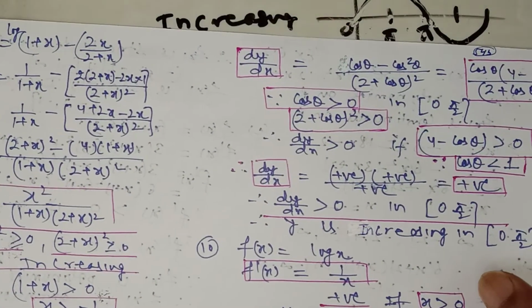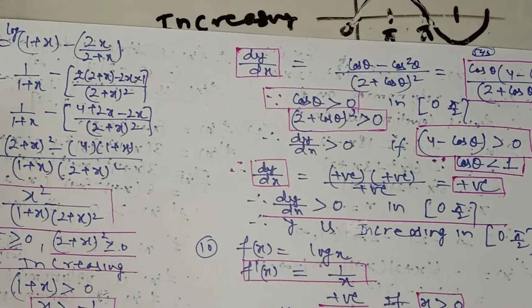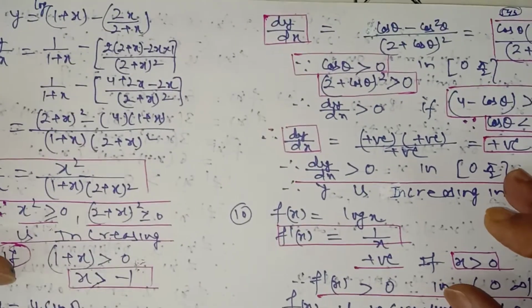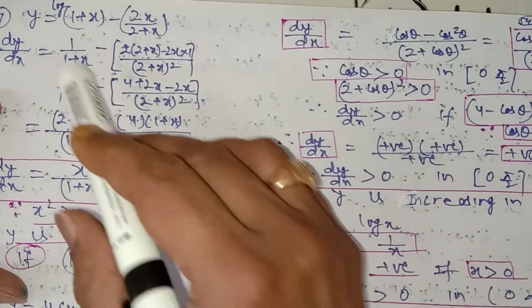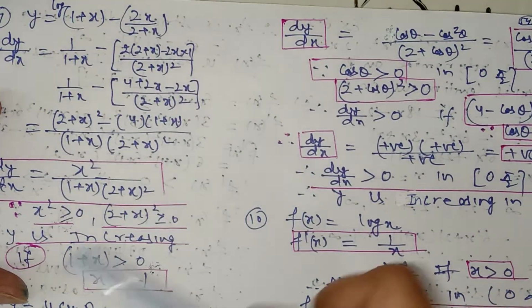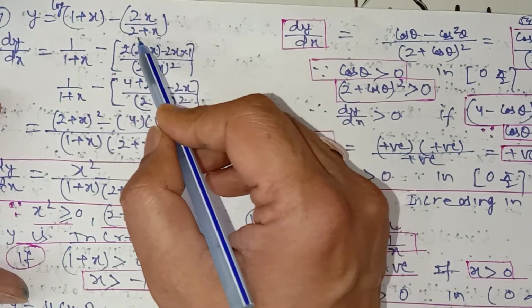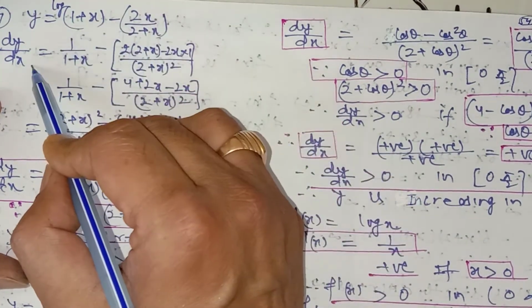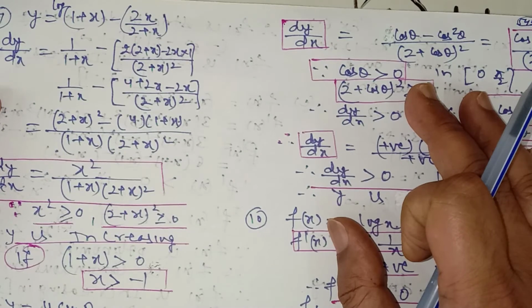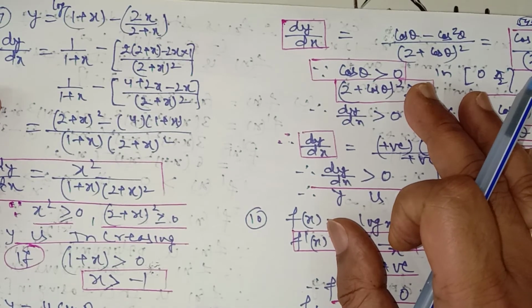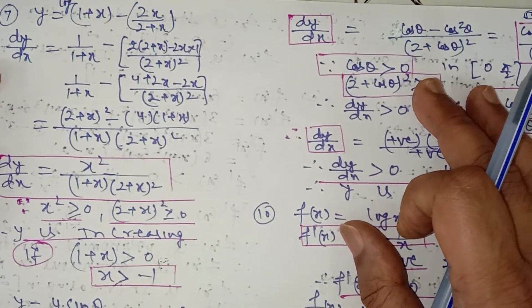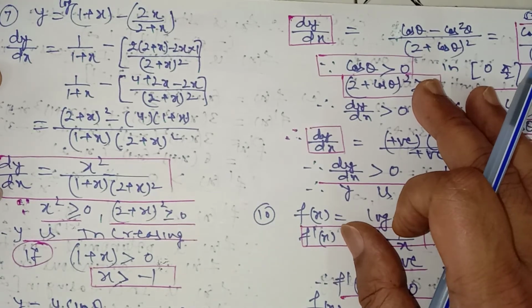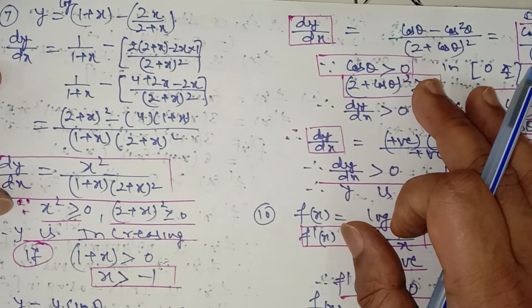Now in question number 7, there is a function. Again, you can do it smartly. It is given that y is equal to log of 1 plus x minus 2x upon 2 plus x. Now find its derivative. You have to show that this function is increasing for x greater than minus 1. So see it very carefully.